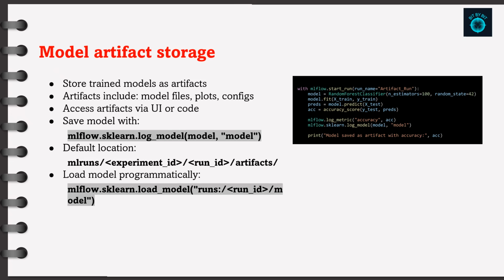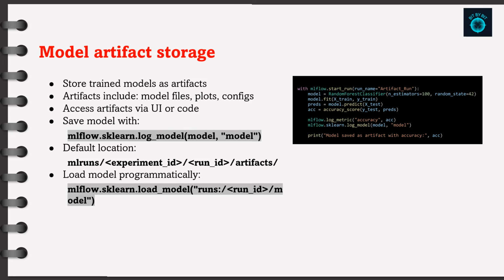You can also load a model back using mlflow.sklearn.load_model, followed by the model's run path. For example, runs:/your_run_ID/model. This lets you quickly reload and reuse a previously trained model without retraining it.